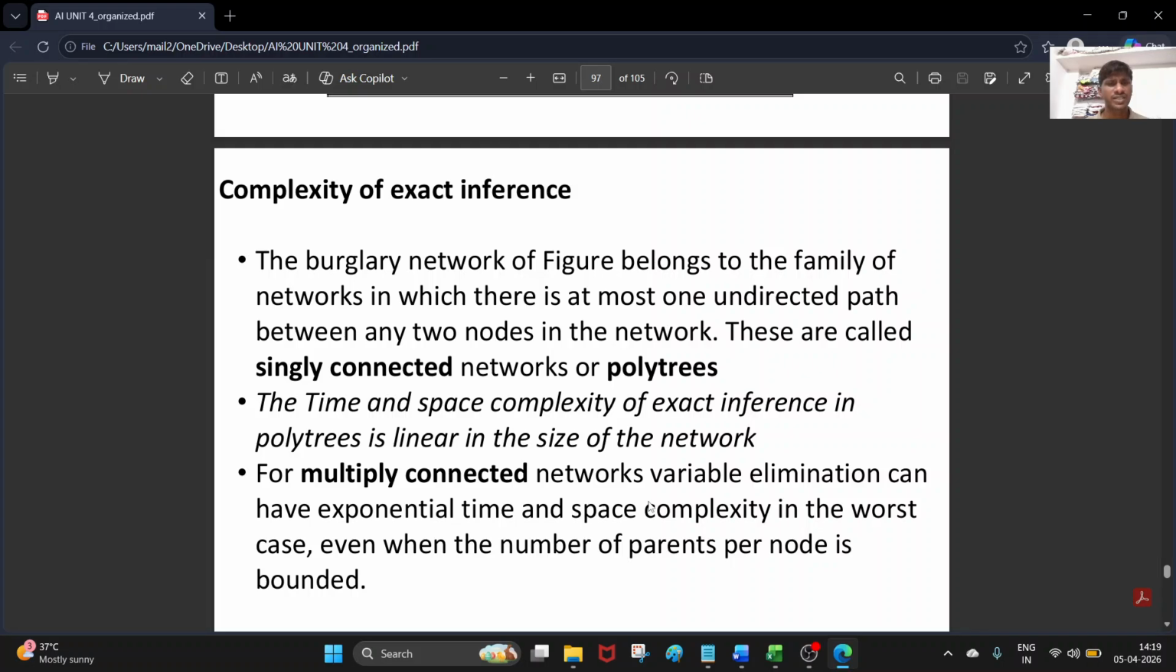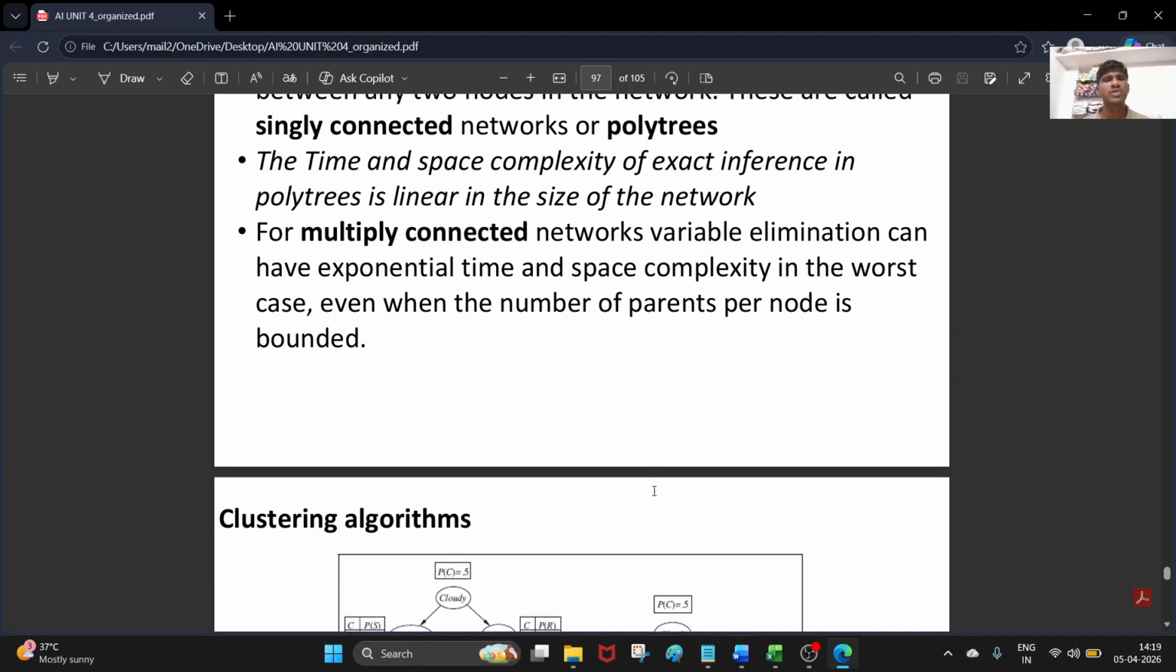Then complexity of an exact inference. The complexity will be, in which there is at most one undirected path between two nodes in a network, they are called singly connected. When there is only one path in a tree, this is called singly connected. For a singly connected tree, the time and space complexity is linear, whereas for a multi-connected tree, the complexity will be exponential in time and the space complexity becomes worse.